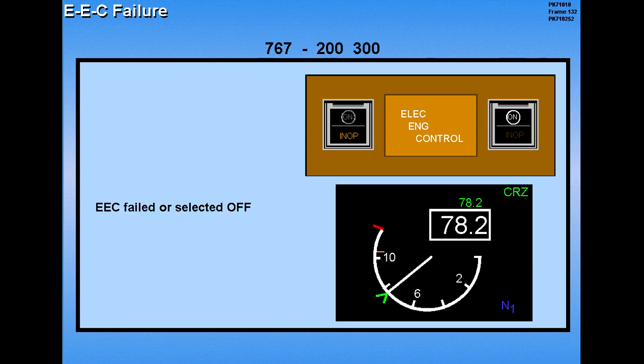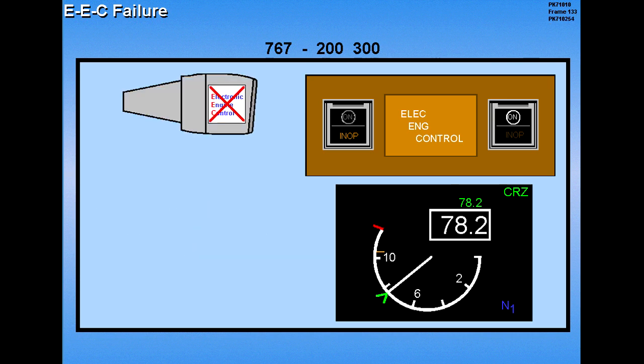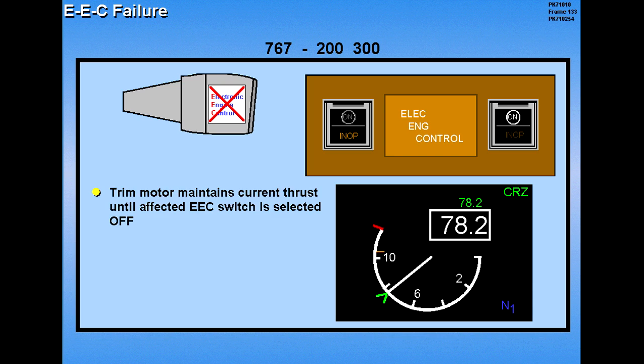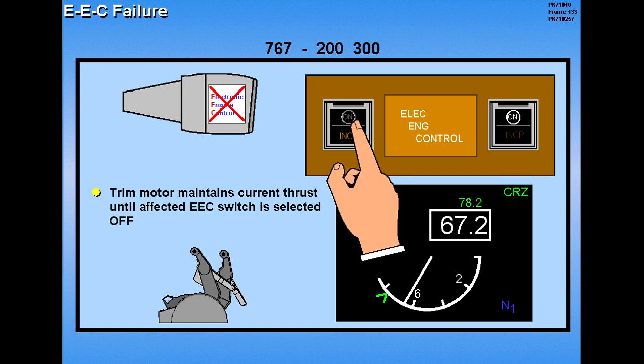When an EEC failure has occurred, or the EEC is selected off, the command sector will not be displayed. The maximum N1 reference is now acquired from the thrust management system. EEC failure causes the respective EEC to maintain current thrust until the affected EEC switch is selected off. The respective throttle should be retarded before selecting the EEC to off. This prevents a possible engine overspeed. With one EEC selected off, thrust stagger will occur.